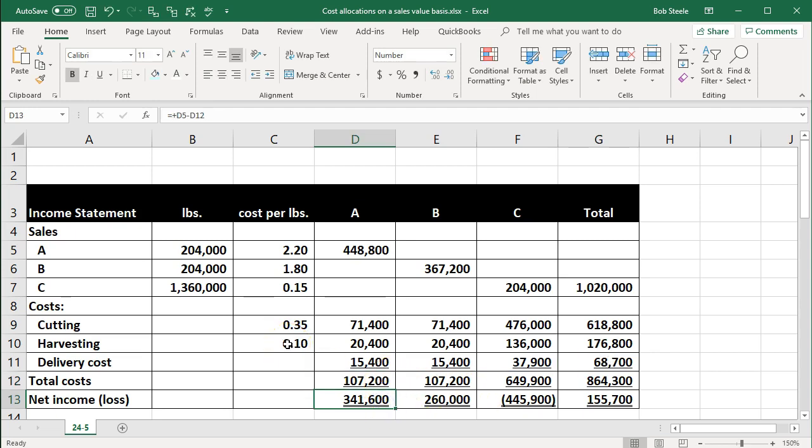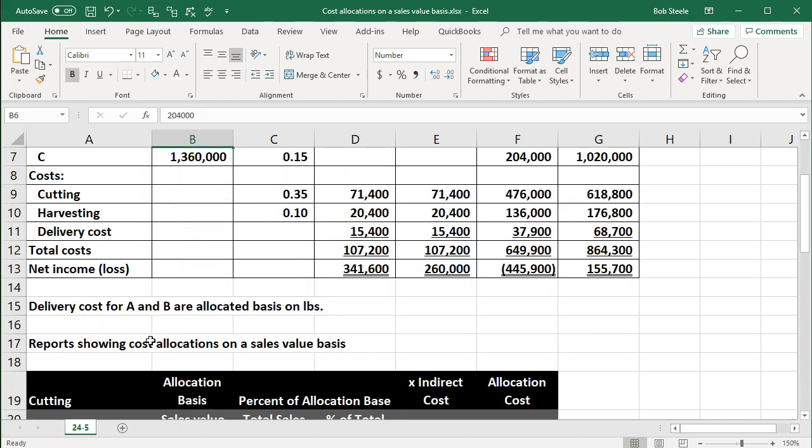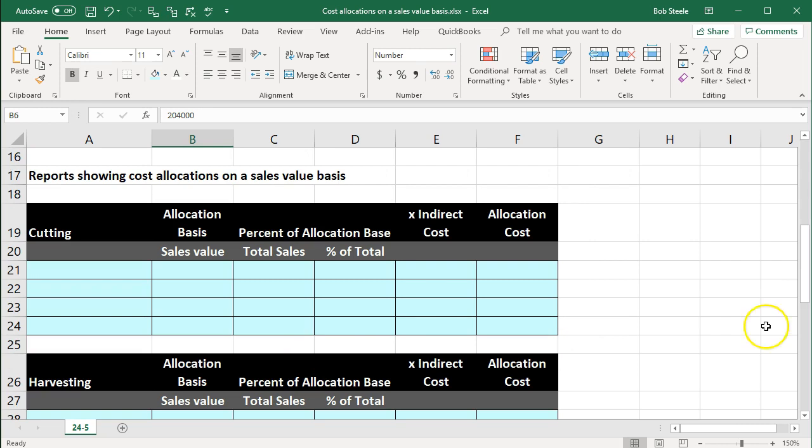So now our idea is, what if it would be a better way for us to allocate these costs based on more of our sales ratio rather than based on the number of pounds. So that's going to be our cost here for our data. Delivery costs for A and B are allocated based on pounds. Reports showing cost allocation on a sales value basis. So that's going to be our goal, to have a sales value basis now.